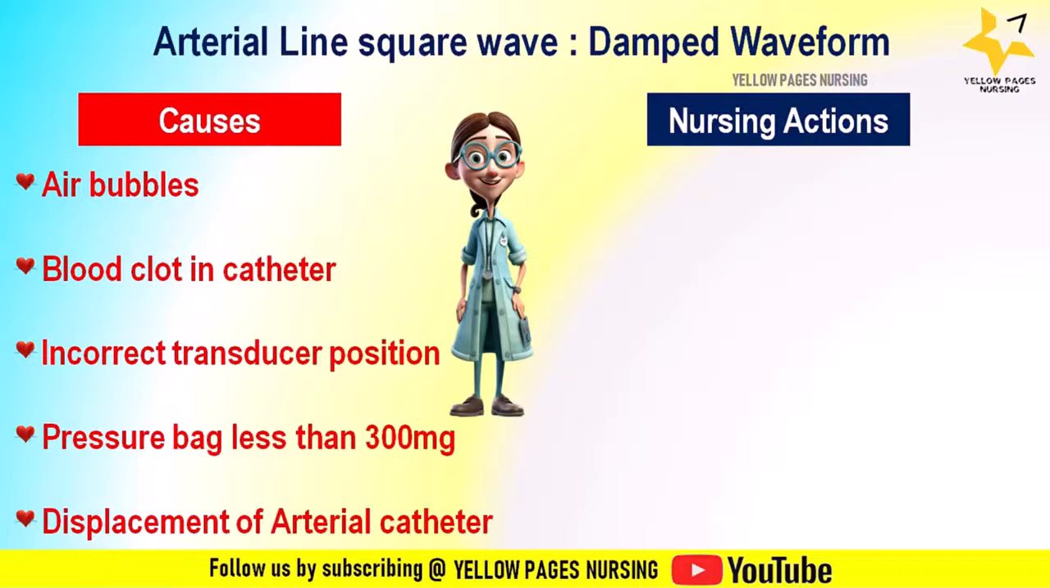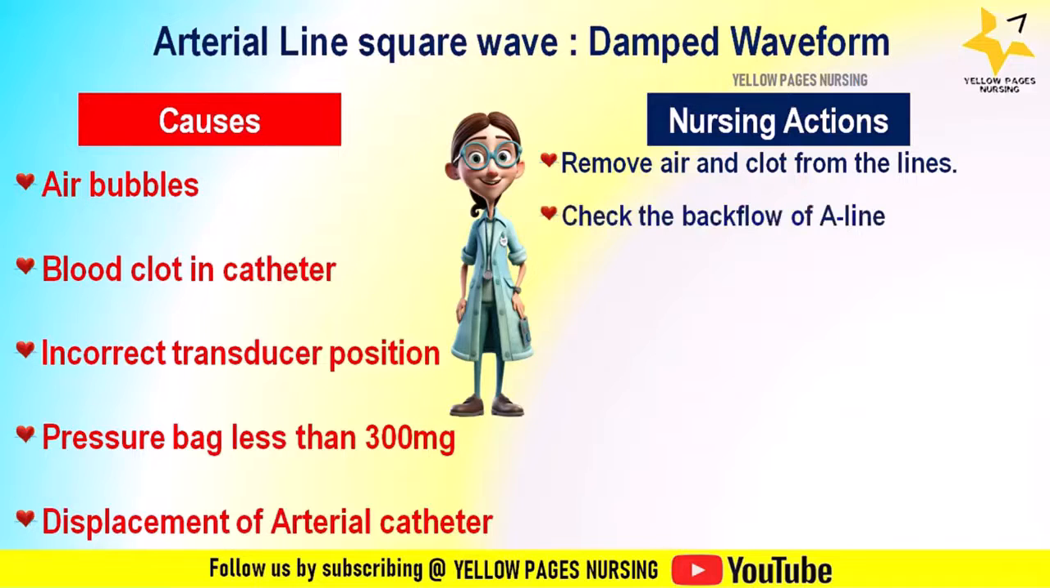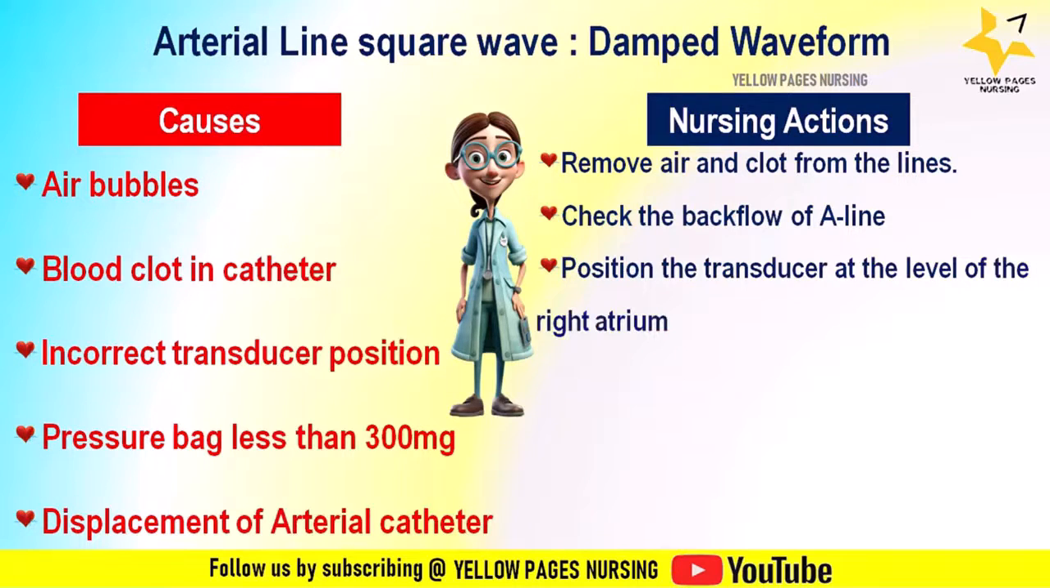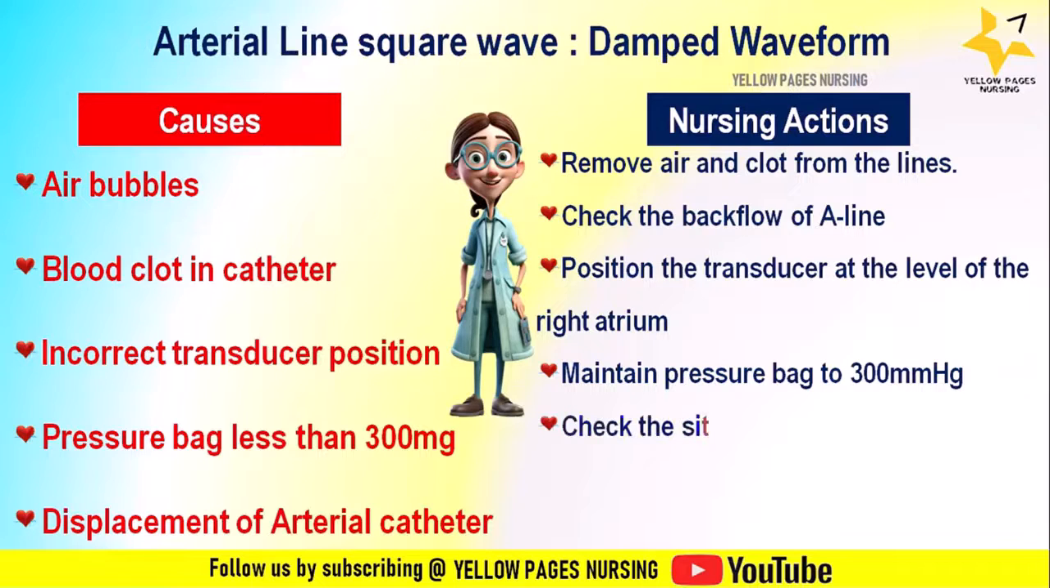When there are air bubbles or blood clots in the catheter, remove air and clots from the lines. Check the backflow of the arterial line. When there is incorrect transducer position, position the transducer at the correct level, that is, at the level of the right atrium. Next, when the pressure bag is less than 300 mmHg, maintain the pressure bag at 300 mmHg. In case of displacement of the arterial catheter, check the site and position of the arterial line. If there is any malpositioning, inform the physician immediately.